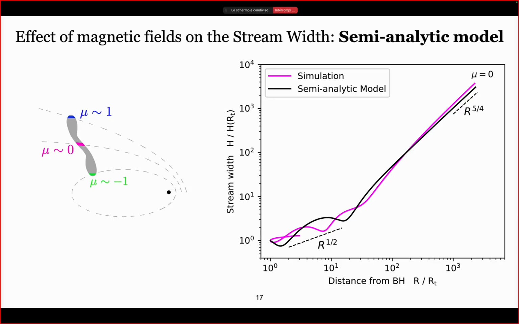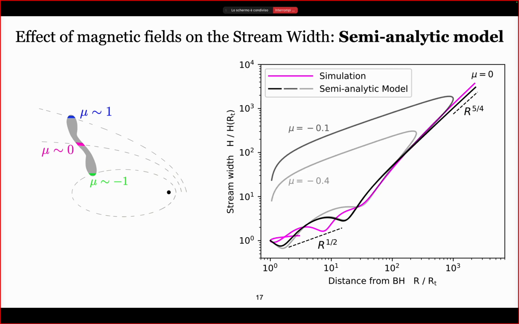And you can see that the qualitative behavior is similar in the sense that we can recover the expected scalings, and therefore the physics is the same. And with the semi-analytic model, we can also look at the evolution of bound stream elements that are returning back, which can be computationally prohibitive with simulations, especially if you consider bound stream elements that evolve on long time scales.